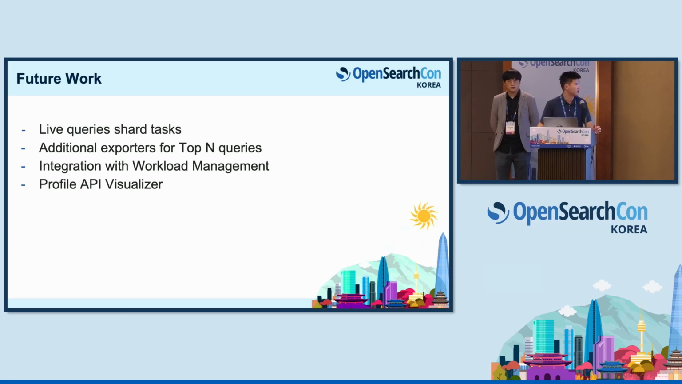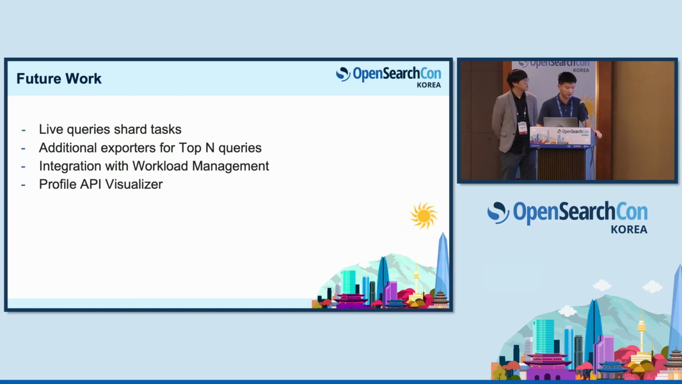Workload management is a resiliency feature in OpenSearch that allows you to impose resource limits on certain groups of queries. So when workload management is enabled, every request will get assigned a workload group. And so we want to add this workload group as an attribute inside of Query Insights records and also display it in the dashboard so that you know what group long-running queries or high resource usage queries are associated with.